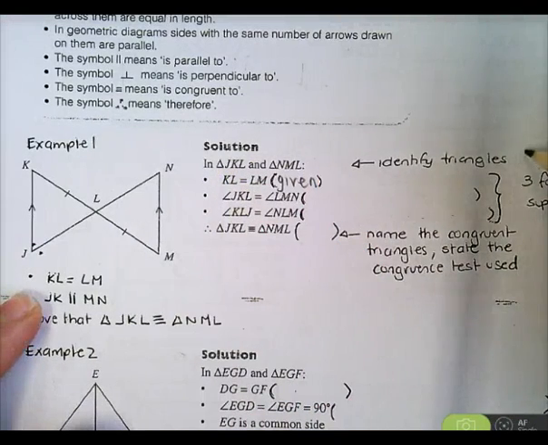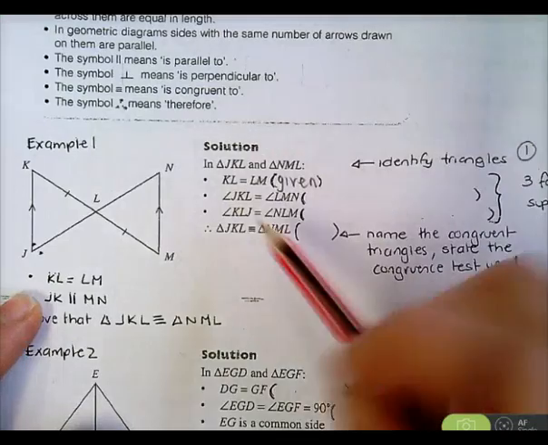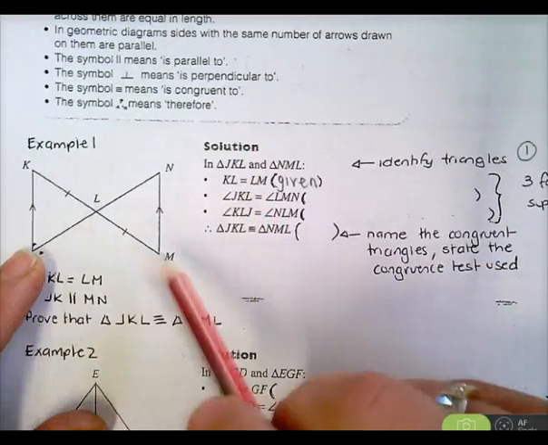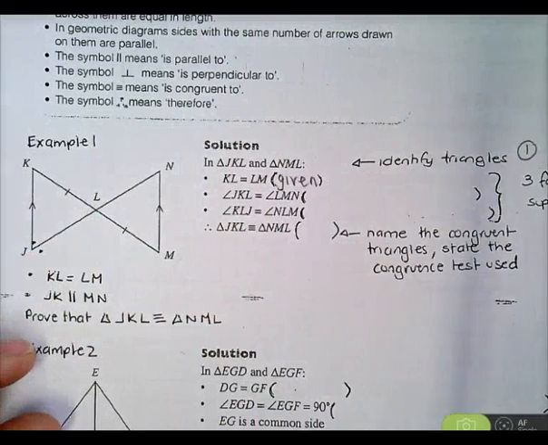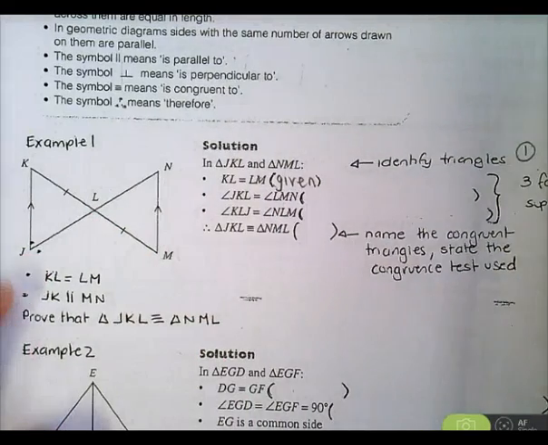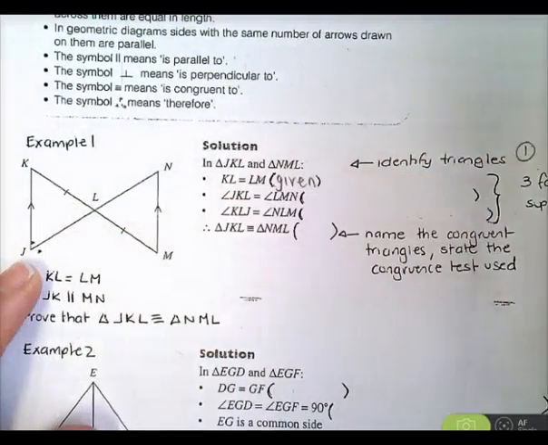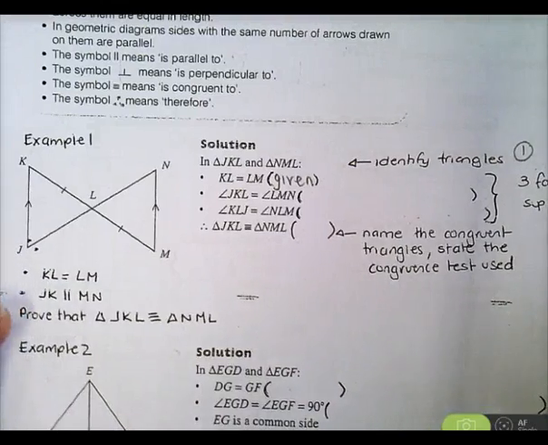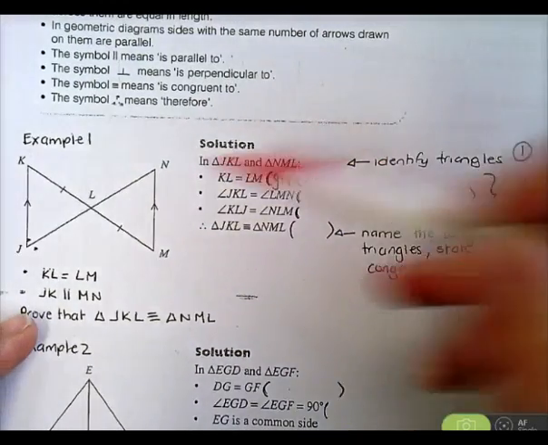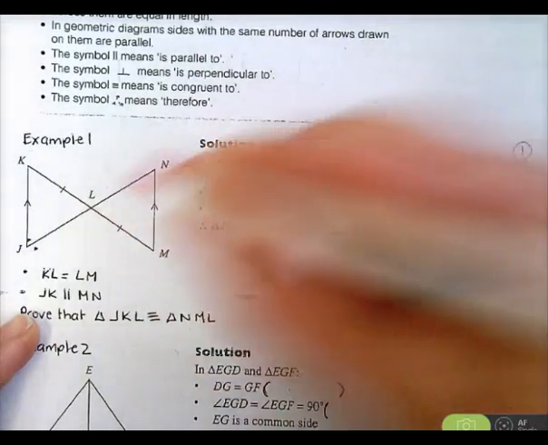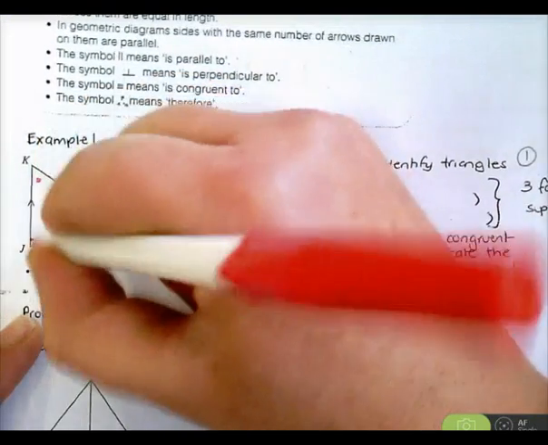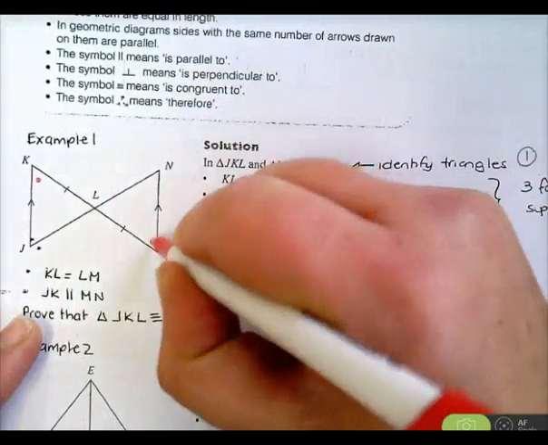So step 1 was to write which triangles we're in. Then we've got our 3 facts. The first fact is that KL equals ML or LM. That was given because the marks are on the diagram. Okay, what else? Now it says that angle JKL is equal to angle NM. I can't read it. All right, look. JKL, this one, is equal to which one, girls? This one. By what?